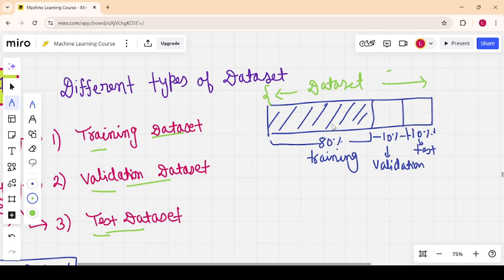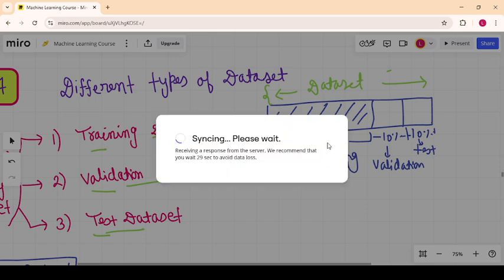into three parts. We have a training dataset, which consists of 80% of the data, a validation dataset, which consists of 10% of the data, and 10% of the data for the test dataset. I think it will take some time, so I will explain. We split the dataset into training, validation, and test datasets.